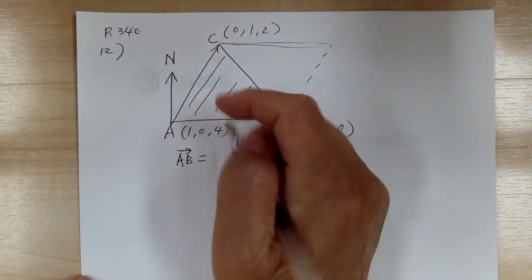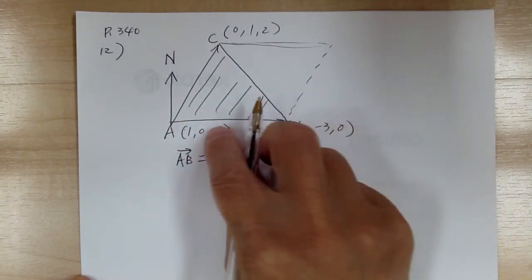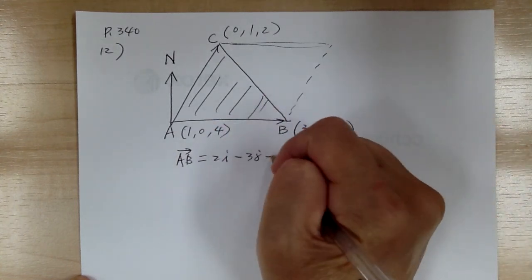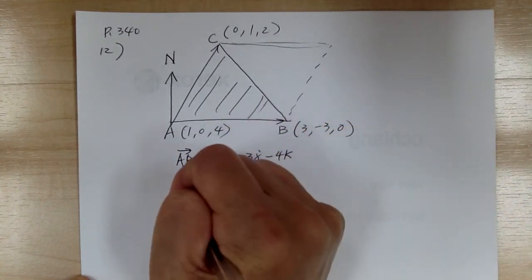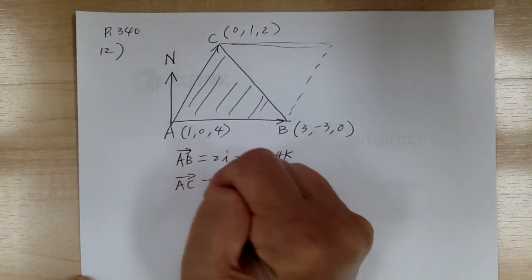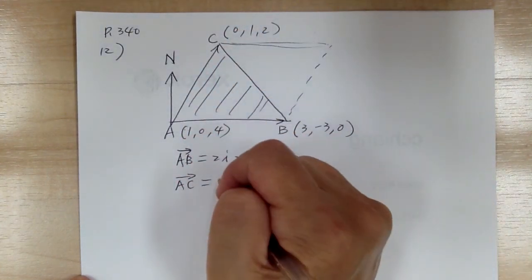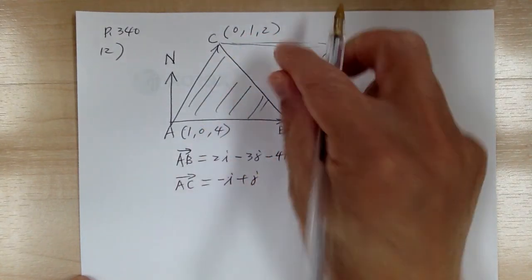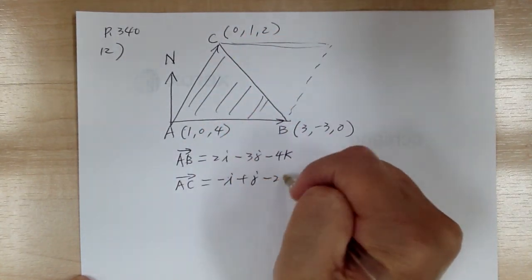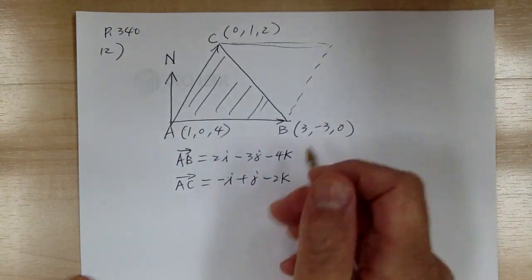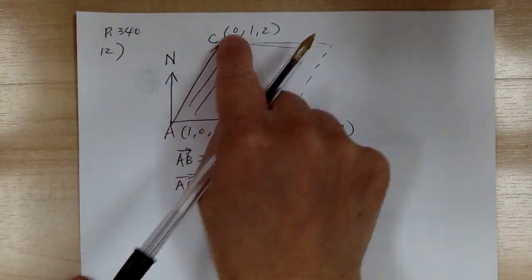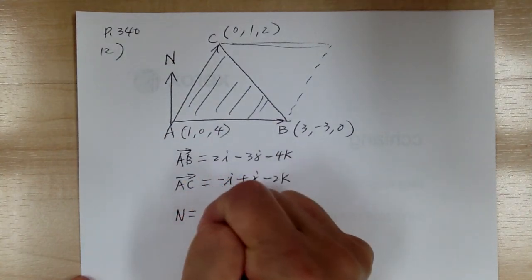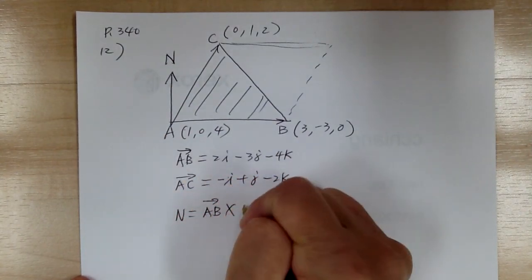So this minus side give you 2i. This minus side give you minus 3j. This minus side give you minus 4k. And then you have the vector AC. So this minus this give you minus i. This minus i give you plus j. 2 minus 4 give you minus 2k. So now, once you get the two sides, you can do the cross product to get your normal. So the normal equals AB cross AC.